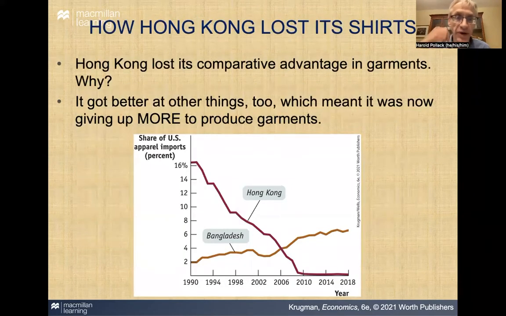Hong Kong lost its comparative advantage in garments in an interesting way. Basically, wages went up in Hong Kong, and so as wages went up, Bangladesh became more competitive than Hong Kong. Garment production is very labor intensive. Countries with low wage rates will have a competitive advantage there.